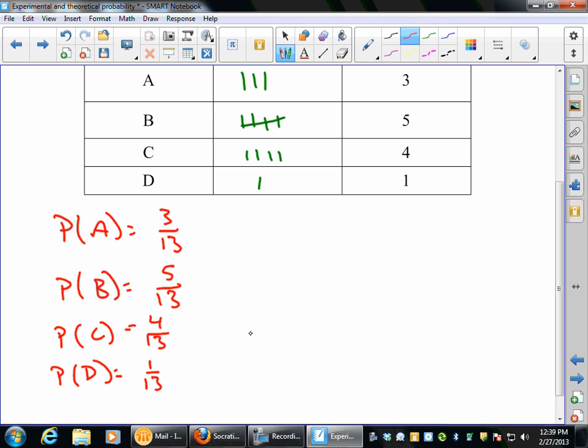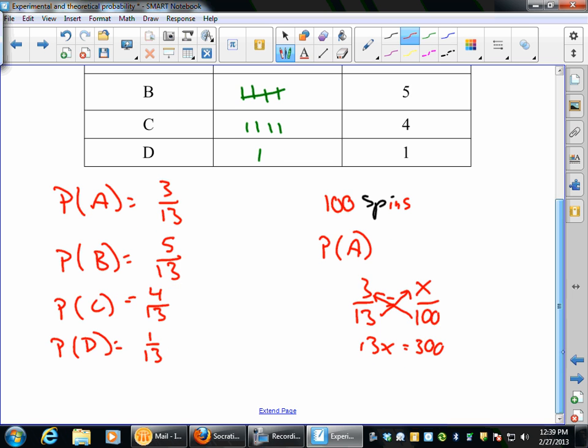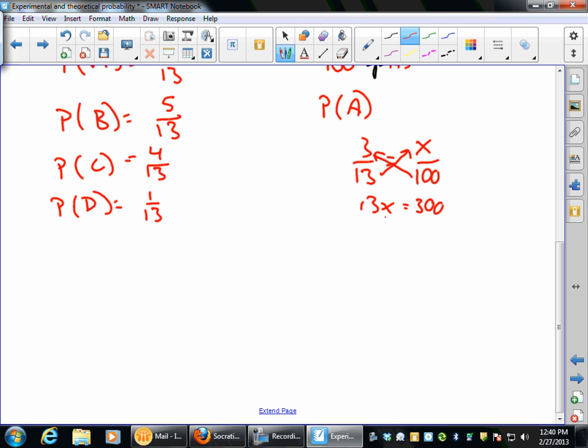So again, I could use these to make predictions on how many I think I would get if I spun it 100 times. Okay? Let's say I wanted to look at A. Well, since it was 3 out of 13, I want to know about how many I think out of 100. So I can set up this proportion. And when I cross multiply and solve this proportion, you'll see it's not going to come out even. I get 13x equals 300, and I'm going to divide by 13.